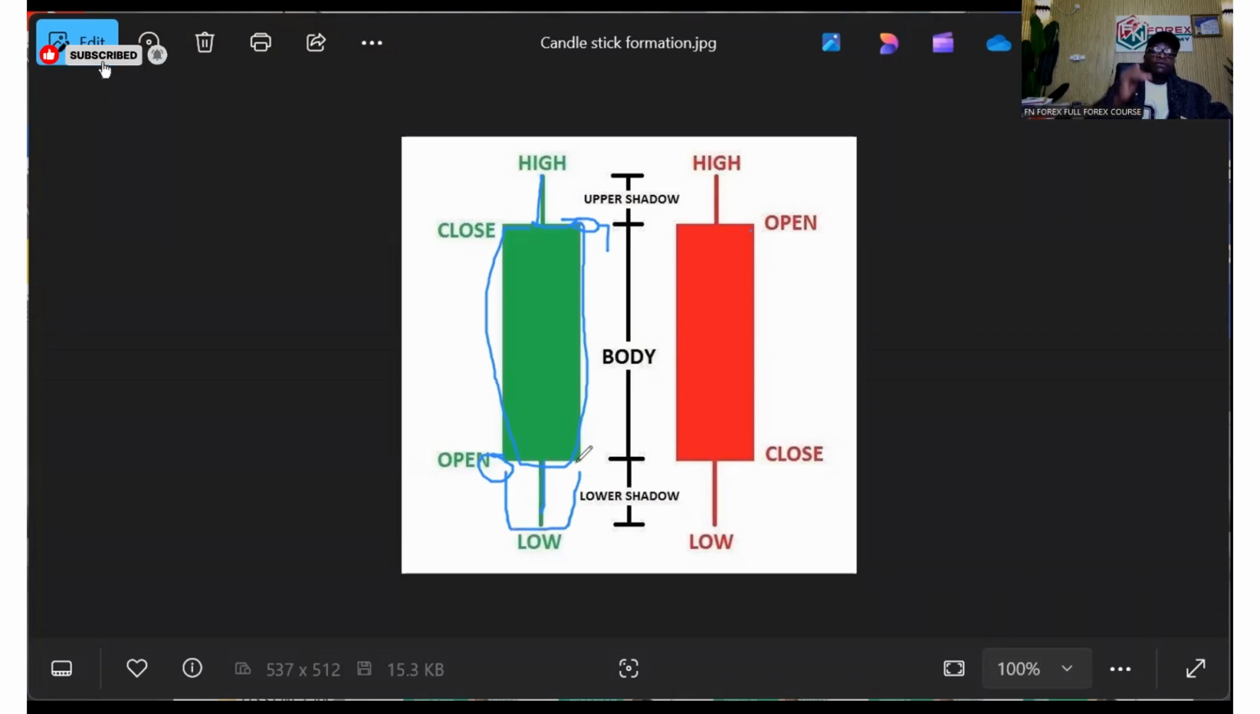But now, buyers were able to push the market back to the open price, then above the open price. That's when it turns to a green candle. But when it opens and goes down, it is red. That's a sell candle. It has opened, it has gone down, but it did not close below. It went back to the open price, then it closed above.